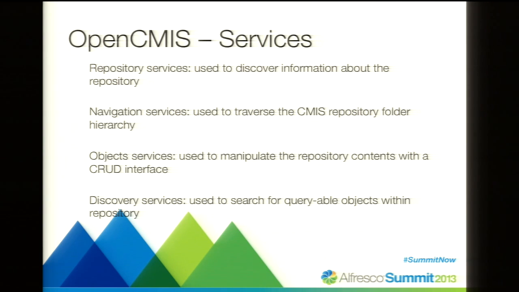We have different services. The repository service allows us to get some information about the repository. We have the navigation service to manage the navigation hierarchy, if you want to navigate the repository without executing a search. And we have object services to manipulate content. The discovery services allow us to execute different queries to find objects and contents.